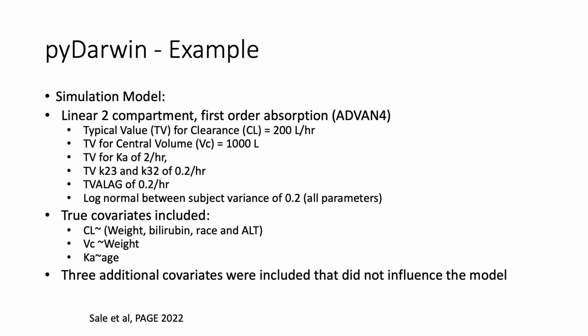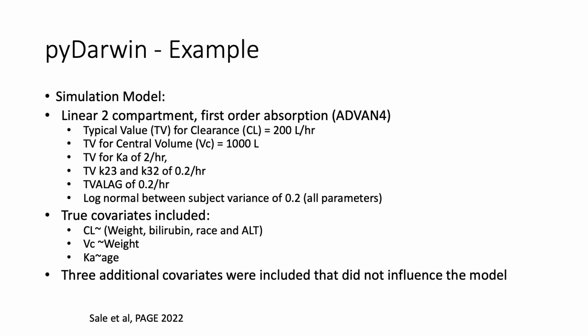So here is an example, and this is from a PAGE poster that was presented last year. We have a simulation model with a linear 2-compartment model with first-order absorption. And this is a list of the typical values. We included 3 true covariates.